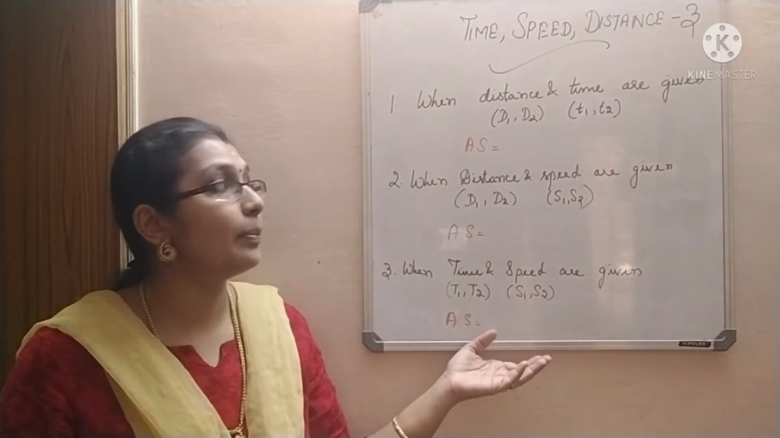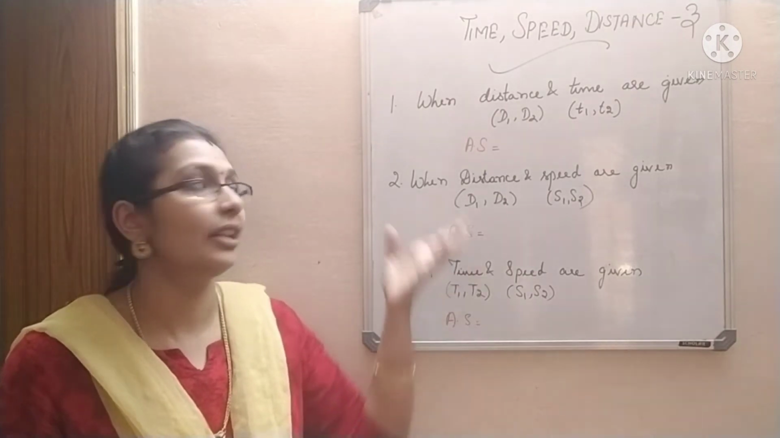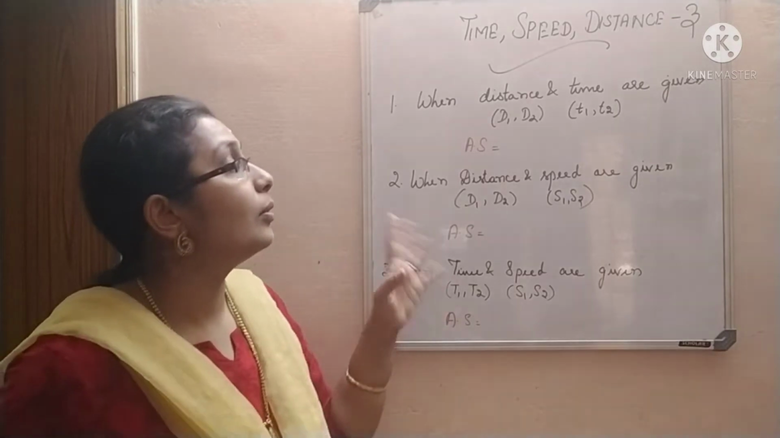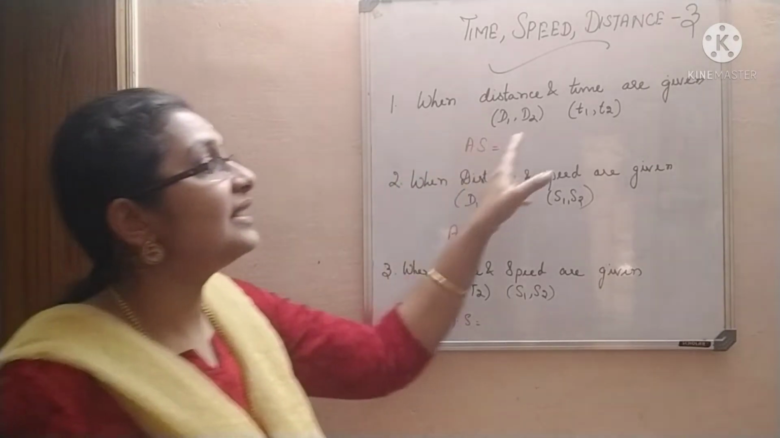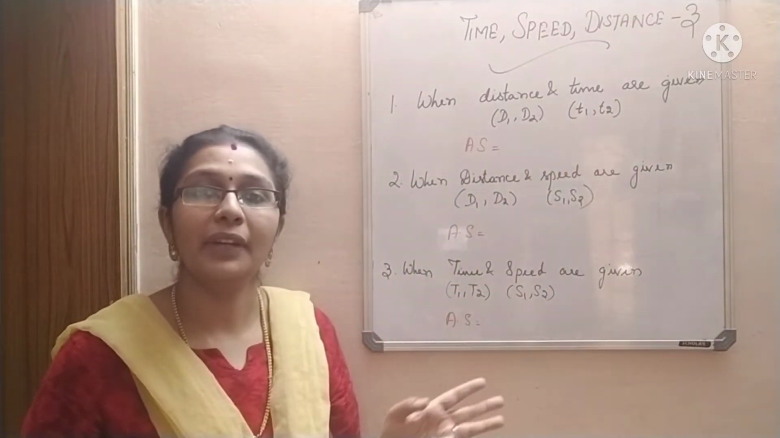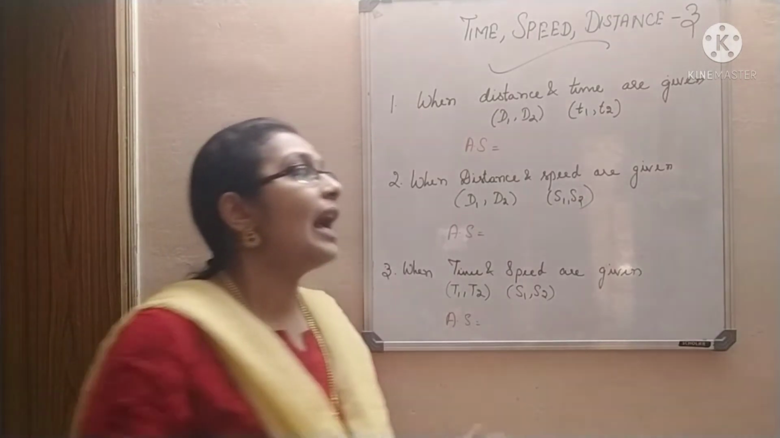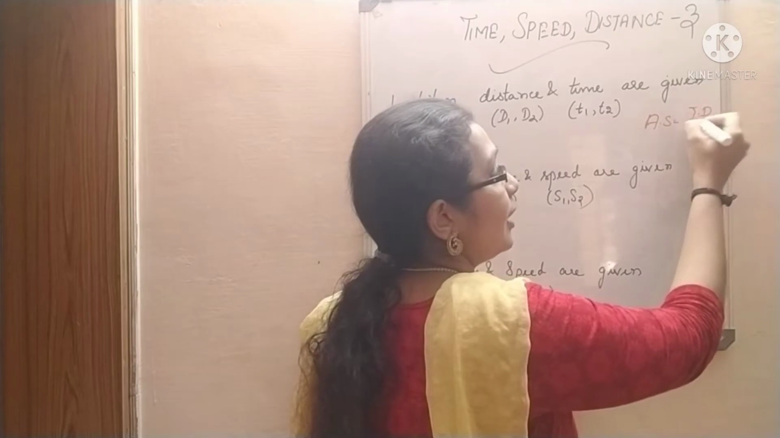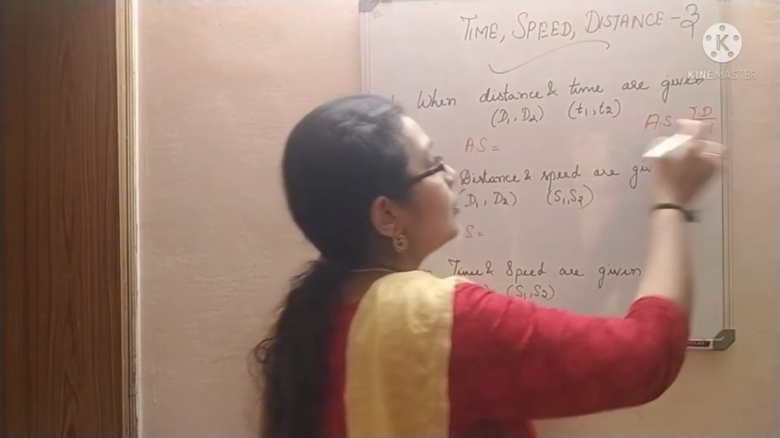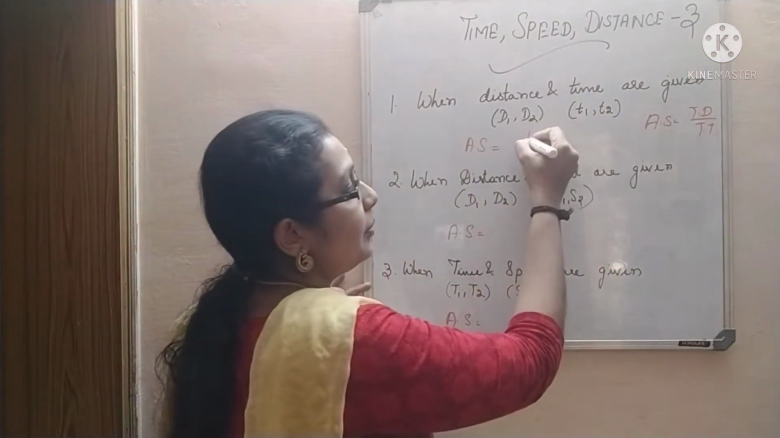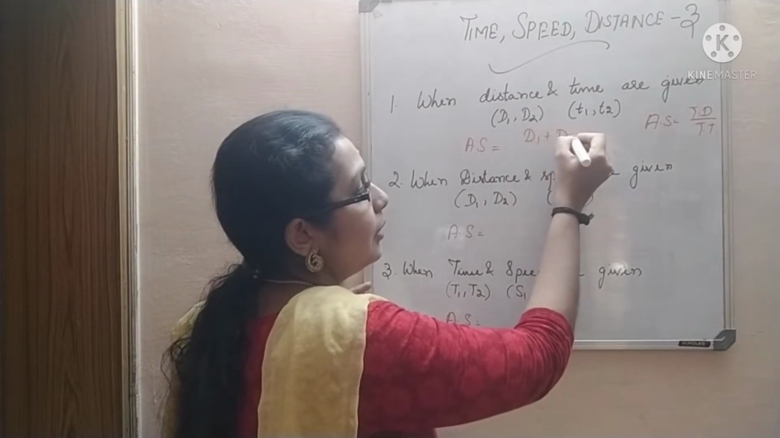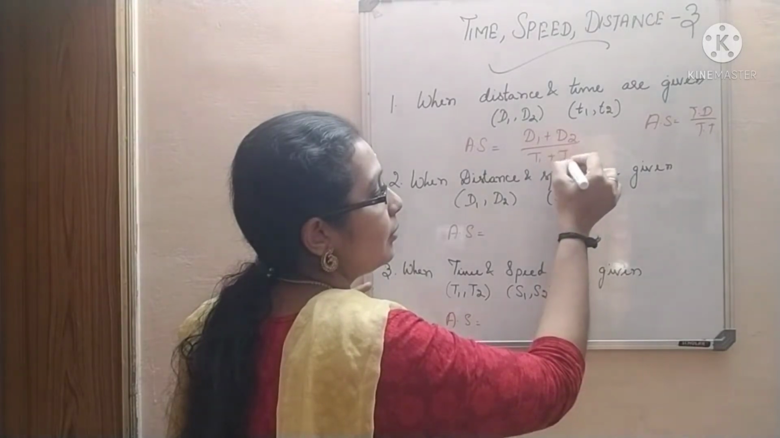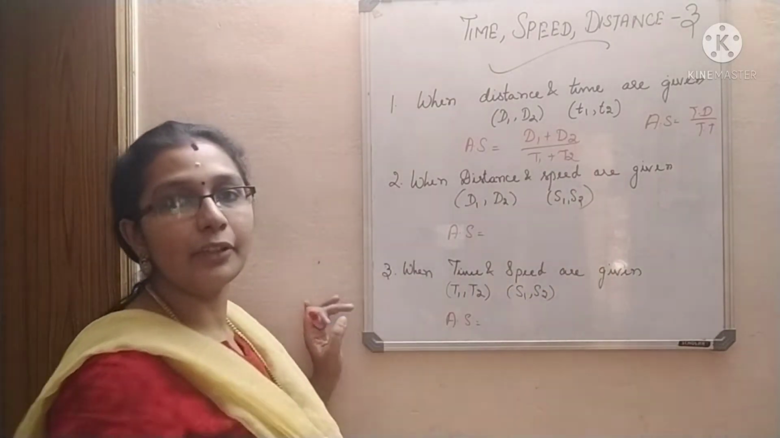So these are some of the possible questions that you may get related to the average speed concept. So listen to this carefully. When your distance and time are given, how will you find the average speed? As you know, average speed is equal to total distance by total time, right? So total distance here, d1 and d2 means d1 plus d2, divided by total time, t1 plus t2. Once you find this, you will get your average speed.